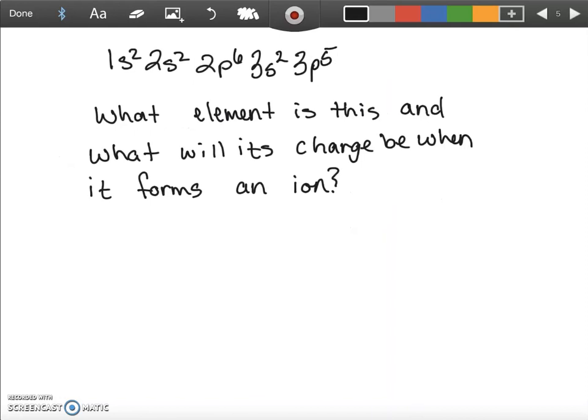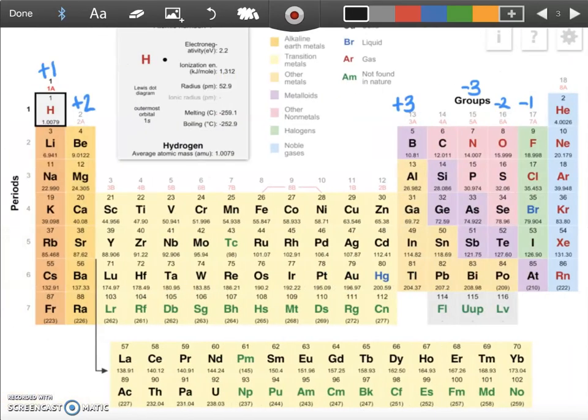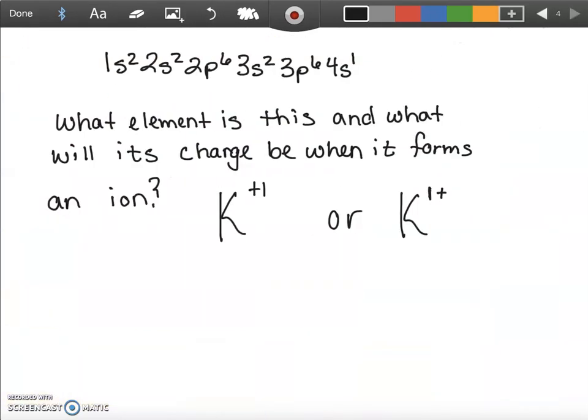Here's a second example. Go ahead and pause the video and work through this one. Okay, what element is this, and what will its charge be when it forms an ion? 1s2, 2s2, 2p6, 3s2, 3p5. You should be able to identify this as chlorine. And what charge will chlorine form when it makes an ion? If we come back here to our periodic table, we'll find chlorine in group 7, which forms a -1 charge.